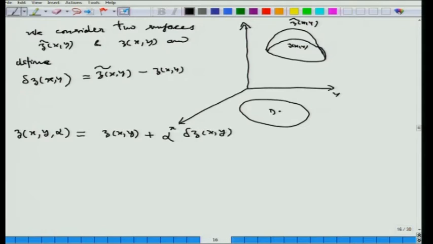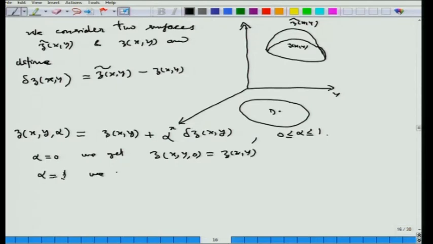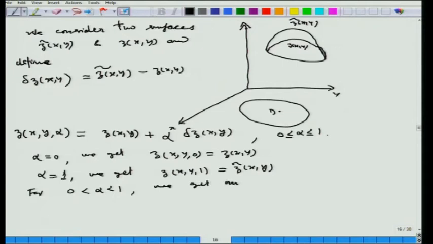So, that is what will be defined as the family of surfaces where this alpha lies between 0 and 1. For alpha equal to 0, we get z(x,y,0) as z(x,y), and for alpha equal to 1, we get z(x,y,1) as z tilde (x,y). And in between, for alpha strictly between 0 and 1, we get an intermediate surface.